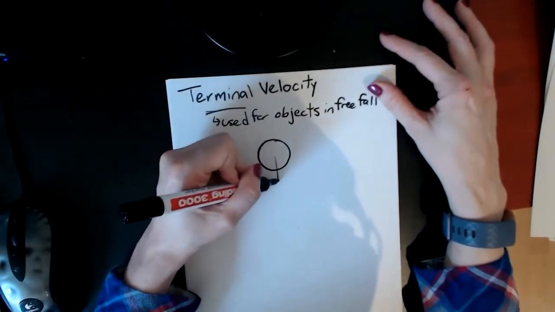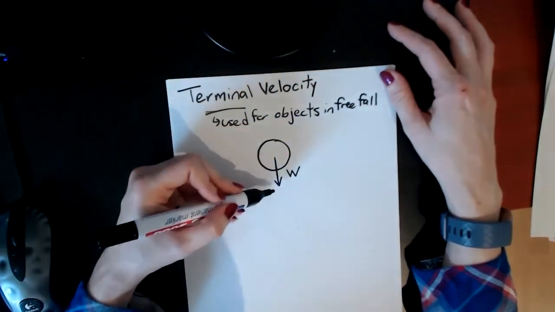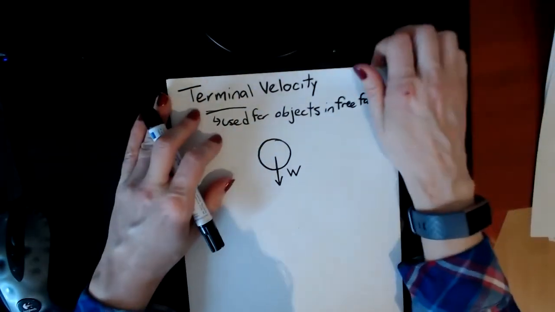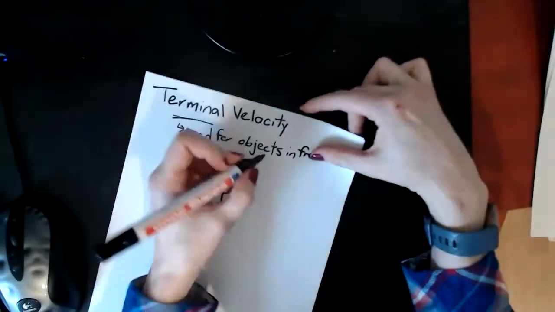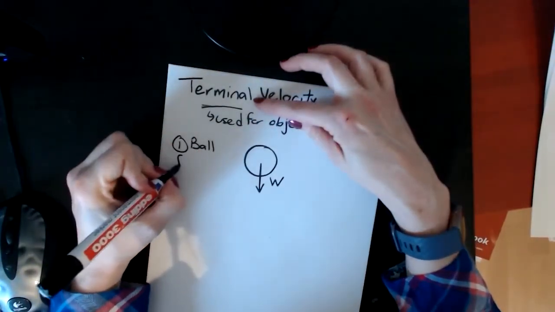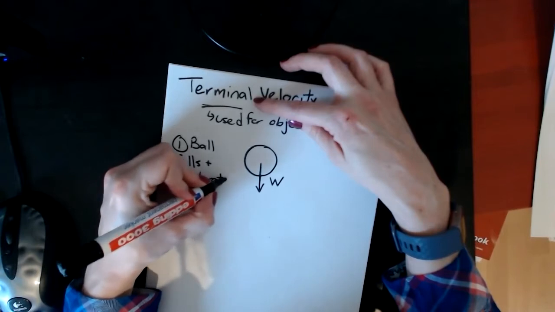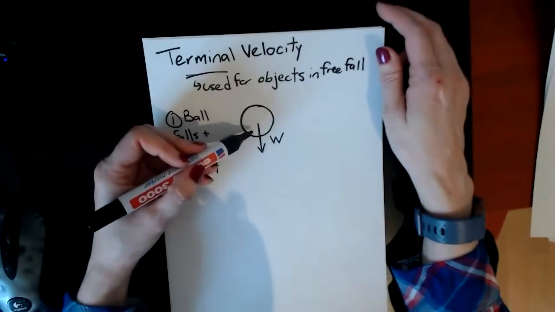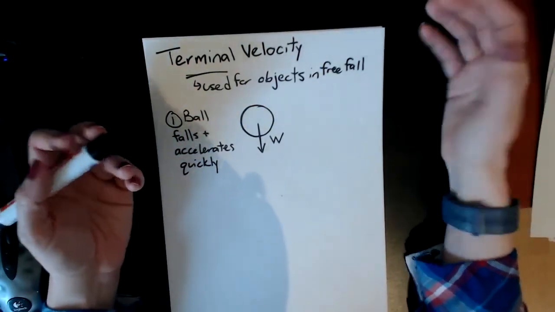The force acting on it immediately after being dropped is mainly the weight, and that acts in a downwards direction, and it's constant because the weight of the ball doesn't change. But as it falls for longer, it's going to pick up speed. At first, when the ball falls, it's going to accelerate quickly because the only force acting on it is in the downward direction. So initially the acceleration is the acceleration due to gravity, which would be 10 meters per second squared.